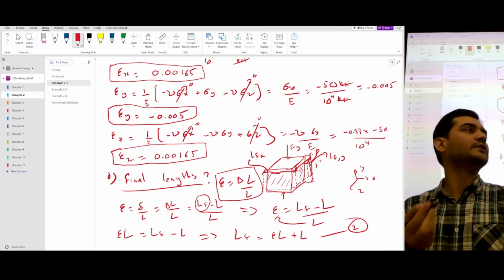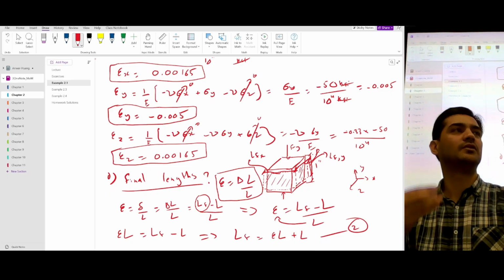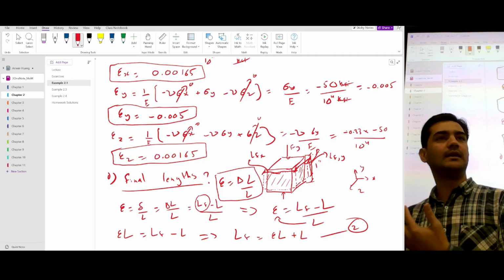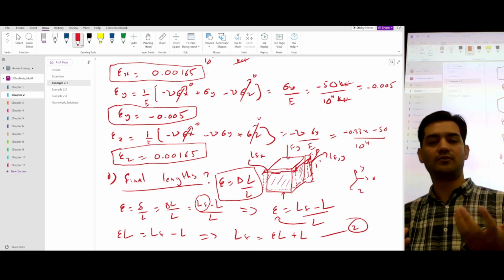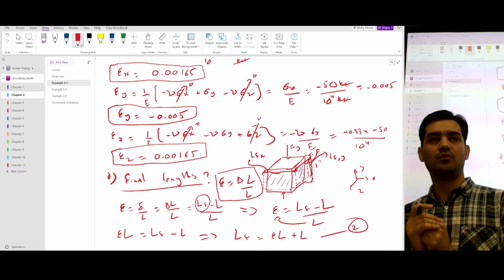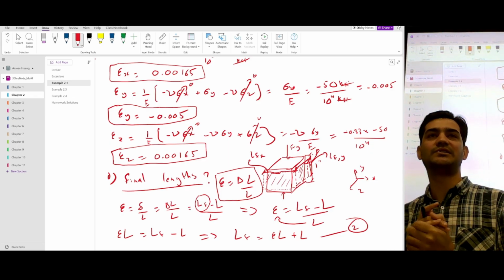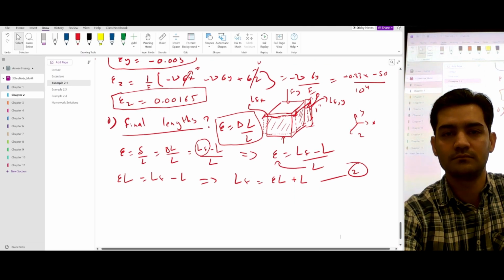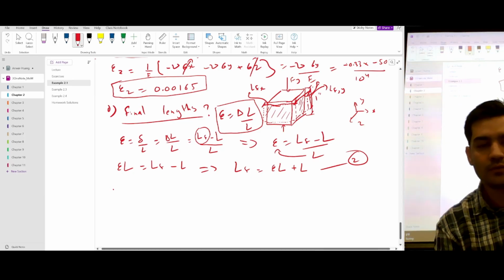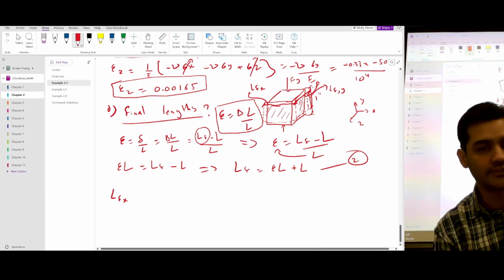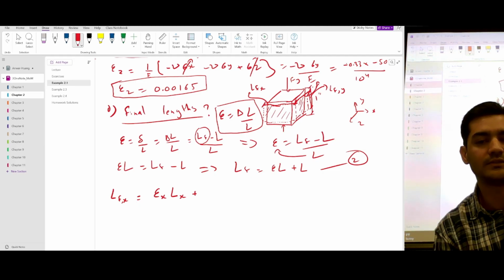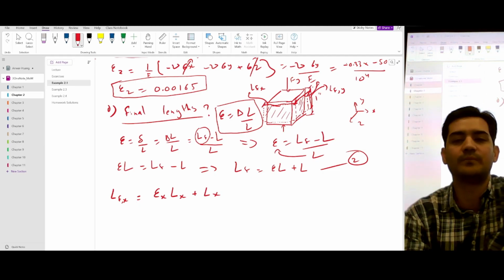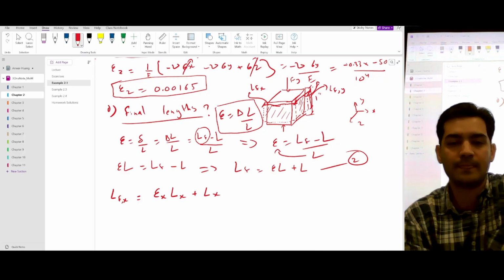But this is basically the equation for the strain. Strain is change in length over original length, but since we want to know what the final length is, we have just rearranged the equation to figure out what the final length would be. But basically this is the strain equation, change in length over original length. So if we want to calculate the final length along x direction, we will have strain in x direction times the length in x direction, plus the original length in x direction. But the lengths are the same, 1 inch everywhere.